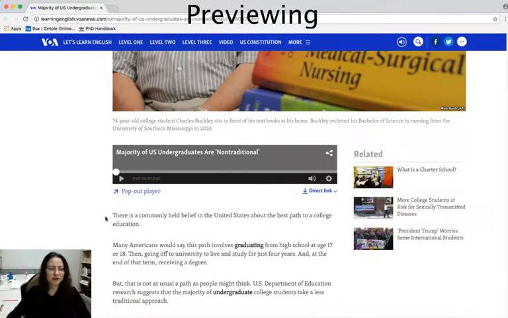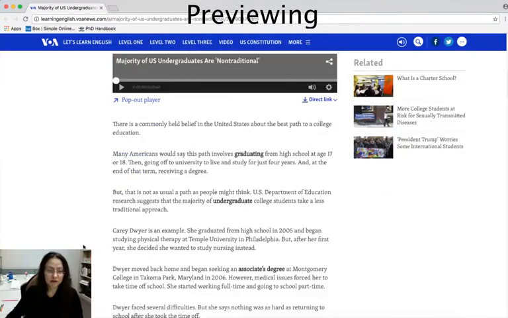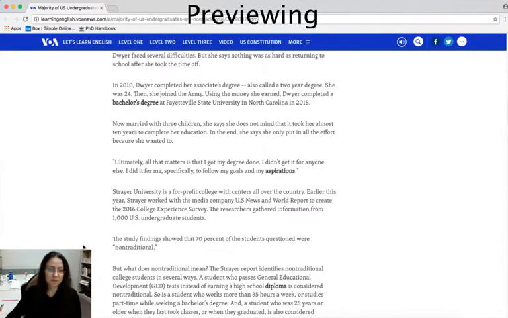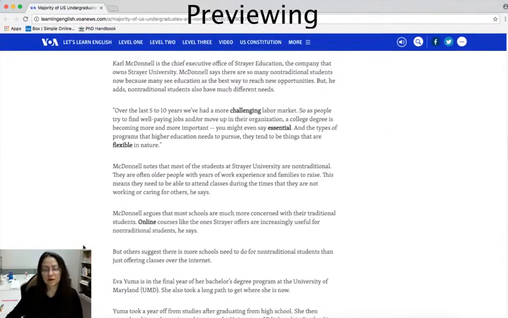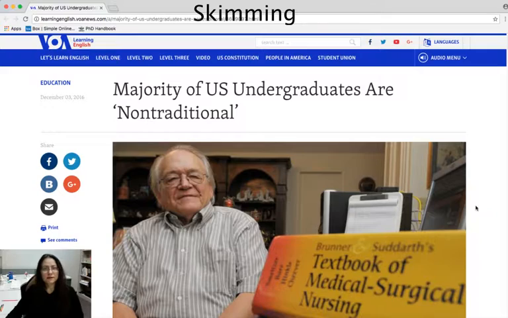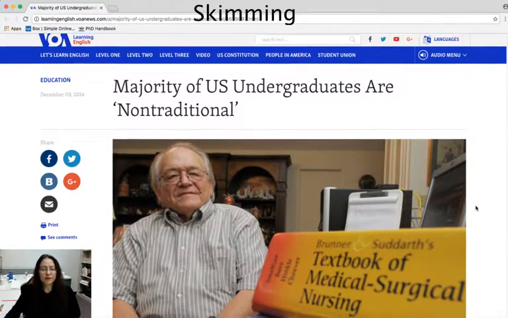You can also have a look at the first sentence. There is a commonly held belief in the United States about the best path to a college education. So again, more about this idea of what is the normal way to have a college education. And then you might look at possibly how long the text is. Now let's move on to skimming.